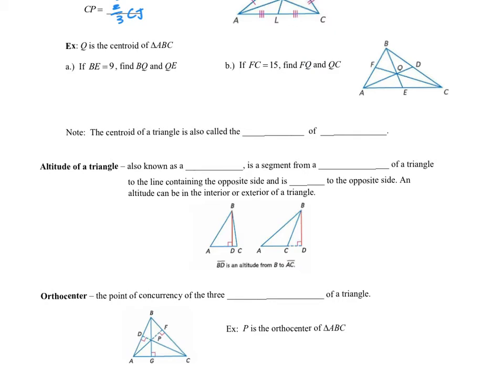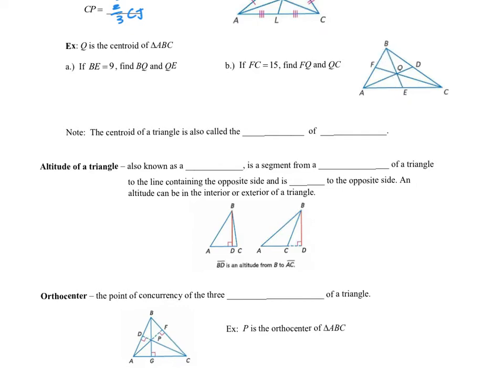So let's take a look at a couple of examples. In both of these examples, Q is the centroid of triangle ABC. So Q is the point of concurrency of the three medians. If BE, this entire median, measures 9, we're going to find BQ, and we're going to find QE.